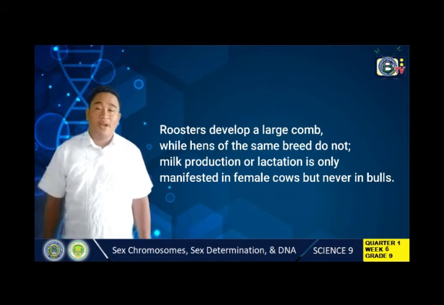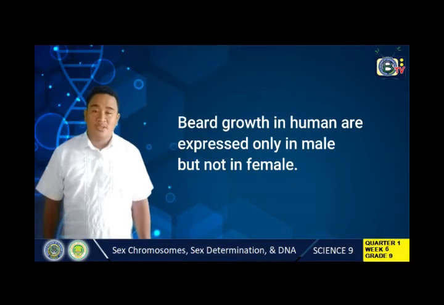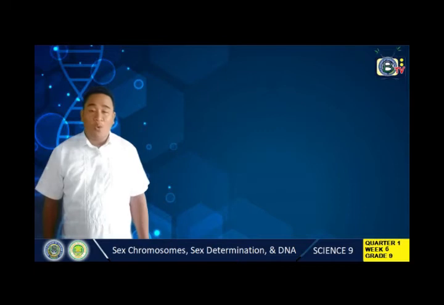Roosters develop a large comb, while hens of the same breed do not. Milk production or lactation is only manifested in female cows but never in bulls. And beard growth in humans is expressed only in males but not in females. I hope that you get what these traits mean.